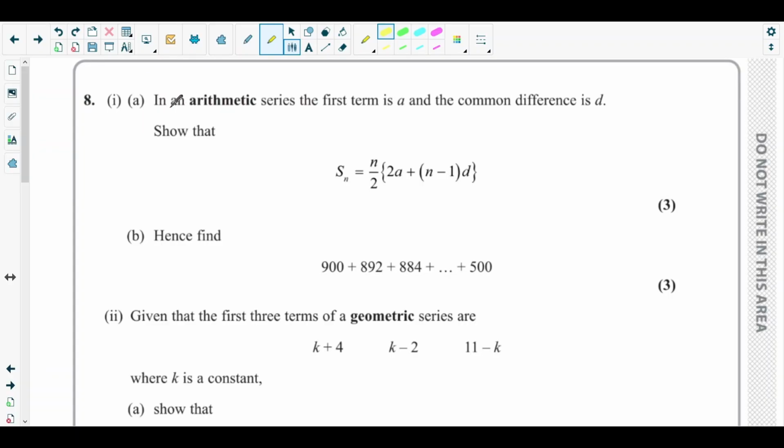In part 1A, the question says in an arithmetic series, the first term is A and the common difference is D. Show that S of n, which is the sum of the first n terms of the arithmetic series, equals n over 2 times twice A plus n minus 1 times D. That means we have to prove this formula of the sum of the first n terms of an arithmetic series.